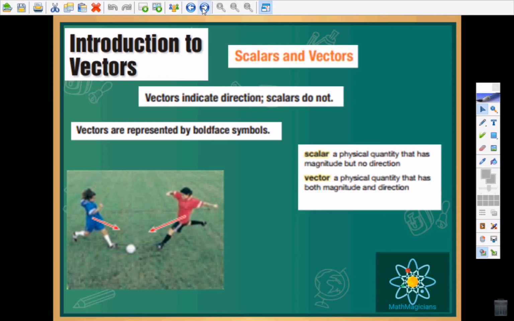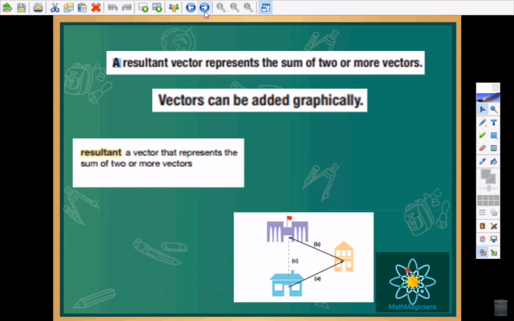A vector is a physical quantity that has both direction and magnitude. Displacement can be an example of a vector quantity. Vectors are always represented by bold-faced symbols in this course. As you can see in the figure of the two soccer players here, the length of the vector arrows represents the magnitude of these two soccer players and their velocities. Let's continue with the next part of the video.